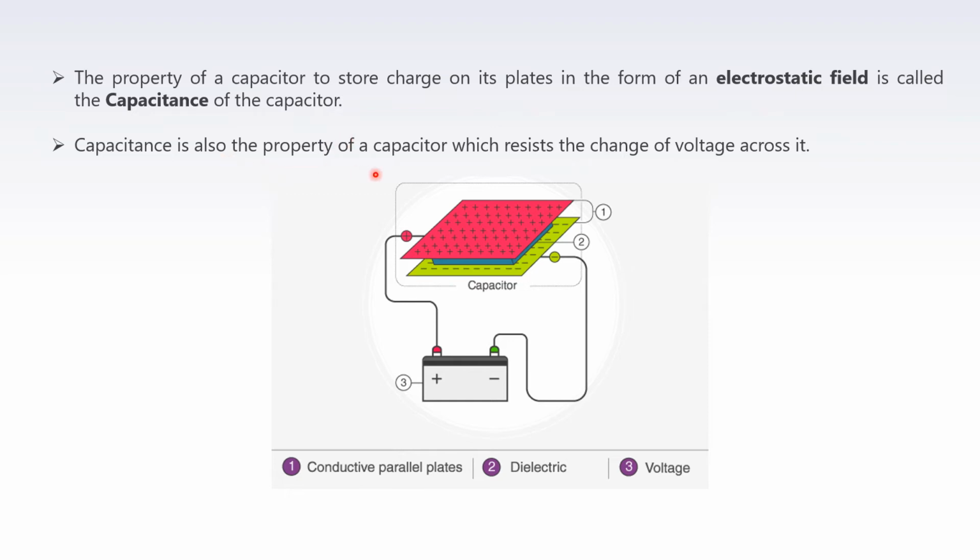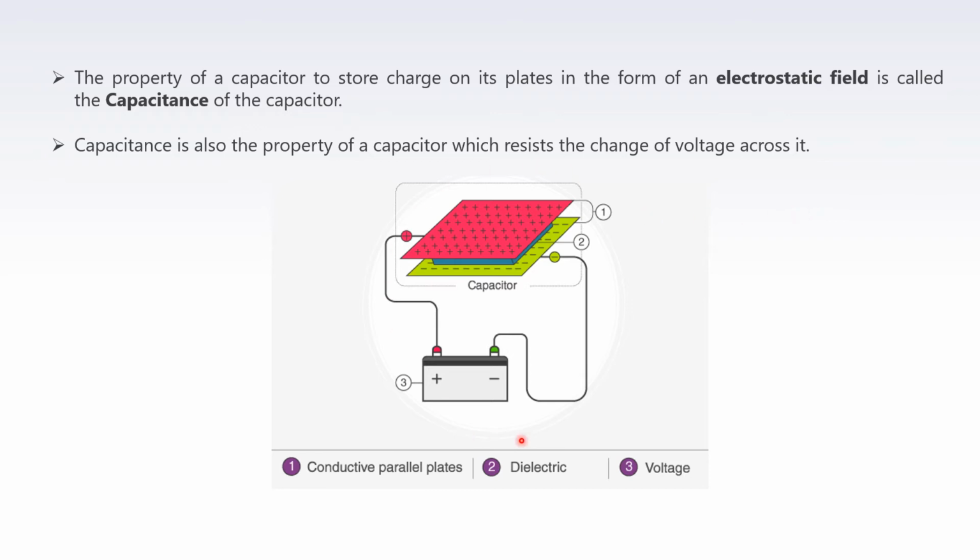Capacitance is also the property of capacitor which resists the change of voltage across it. So if there is any momentary change in the voltage, capacitor will oppose it, and that is why capacitor is also used as a voltage regulator device. Capacitor is used as an energy storage device, for the power factor improvement, to improve the voltage profile, and also to give reactive power compensation as it provides leading reactive power or leading current.